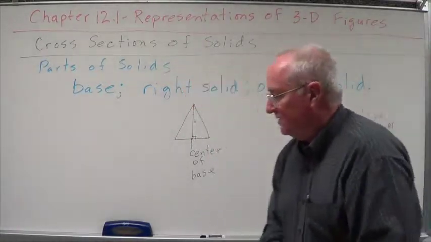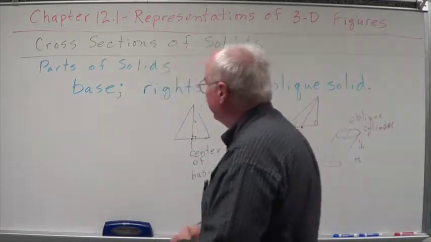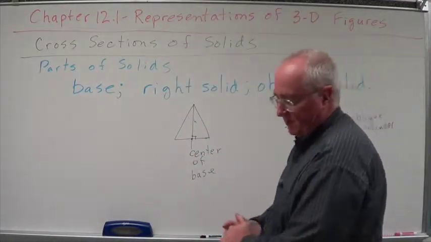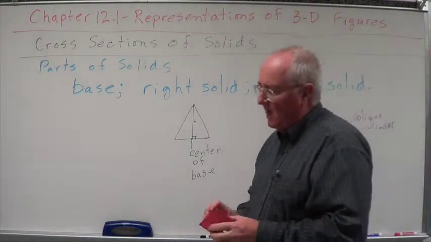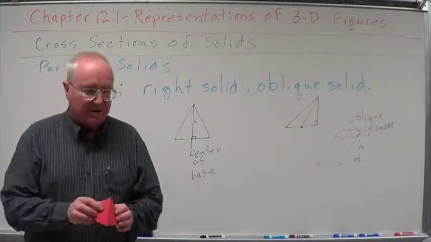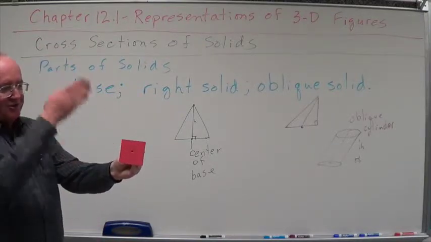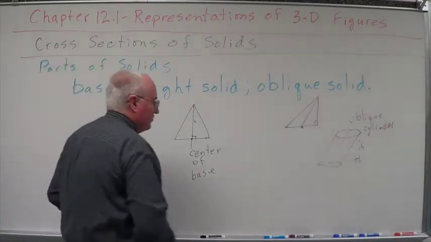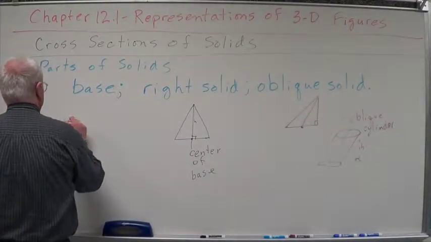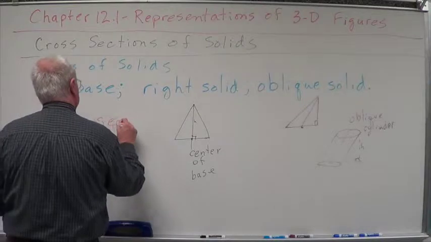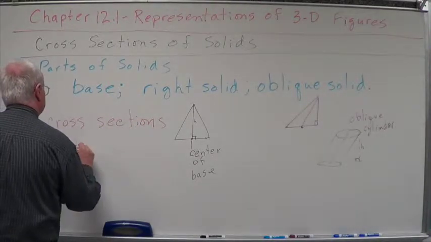Okay? So what we're going to do is talk about these parts of solids. Let's talk about if we were to cut these. First of all, let's talk about a pyramid. If we were to cut a square pyramid, we were to take this and make slices parallel to the base. So first of all, we're going to talk about sections, cross sections, parallel to base.